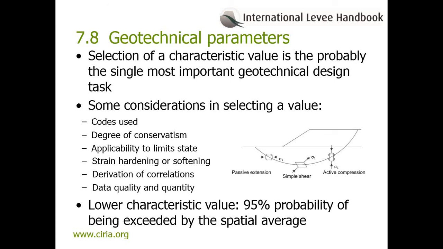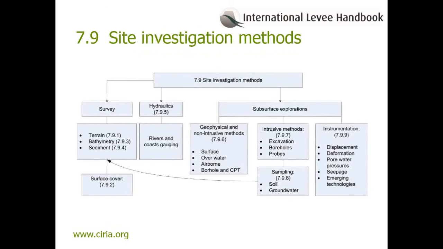In the context of Eurocode, Bond and Harris provided a definition of the characteristic value in relation to soil, which acknowledges the large volume of soil that can be affected by the potential failure surface. It considers that the characteristic value should have a 95% probability of being exceeded by the spatially averaged mean, where the lower characteristic value is being assessed.